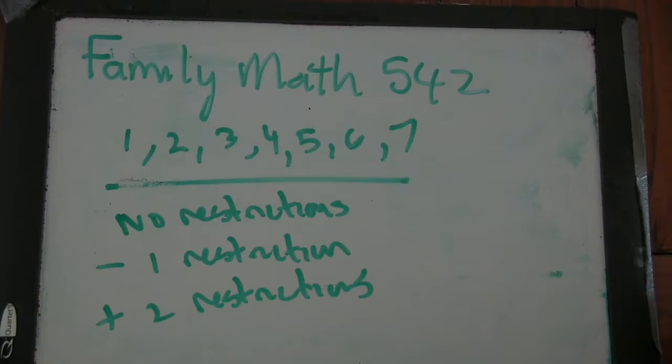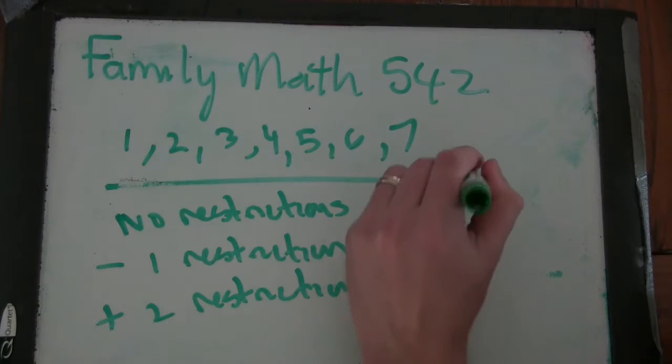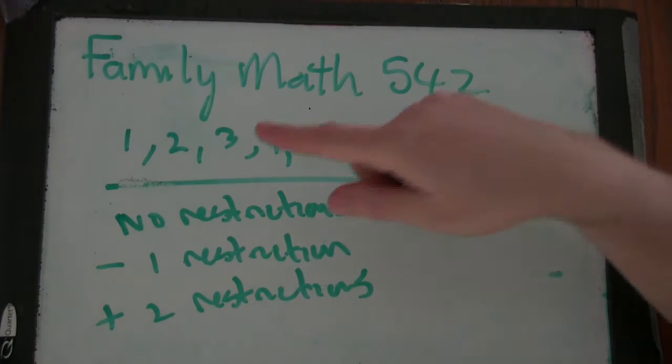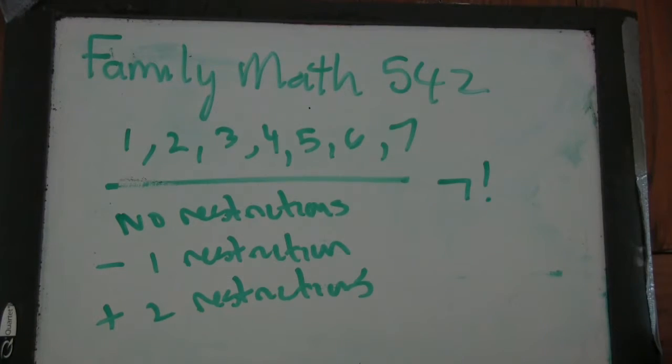Yeah, and the tricky thing here is understanding what the restrictions are. But the no restriction case is actually pretty easy. What is that? It's just 7 factorial. We just pretend there's no restrictions. How many ways can we make numbers using the numbers 1 through 7? Well, it's 7 factorial.